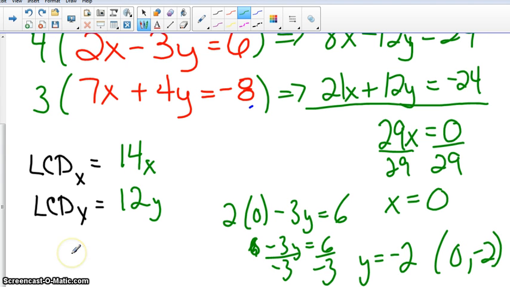Alright, and now you could multiply. What would you have to multiply if you're going to do the LCD of 14x? You'd have to multiply by negative 7 and a positive 2. Or you would need to multiply by, excuse me, a positive 7 and a negative 2.